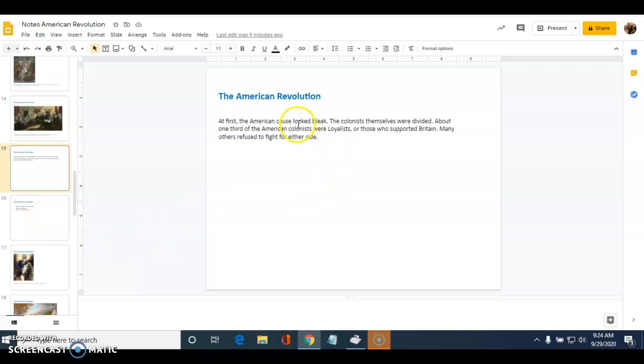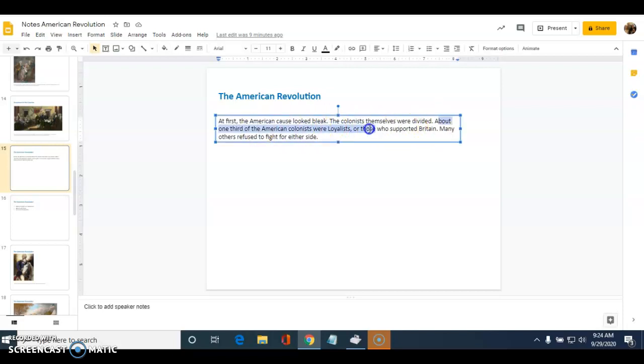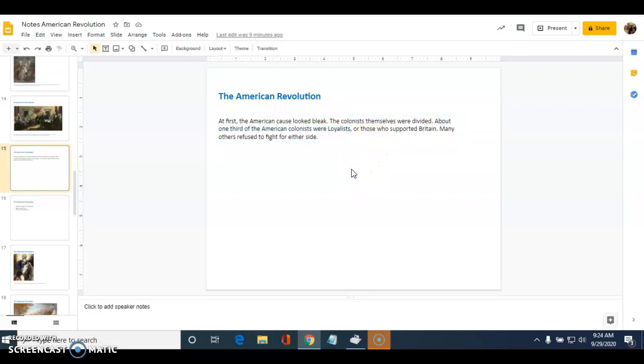A couple of interesting things here. The colonies were not all 100% behind this war. About 1/3 of the colonists didn't want it. They stayed loyal to England. They were called loyalists or Tories. They supported Britain. And many others didn't want to fight. They just stayed out of it. So you really do not have a majority of people who want independence. It's really some of the very powerful in America who want independence. But as far as the people, it's about 1/3, 1/3, 1/3.